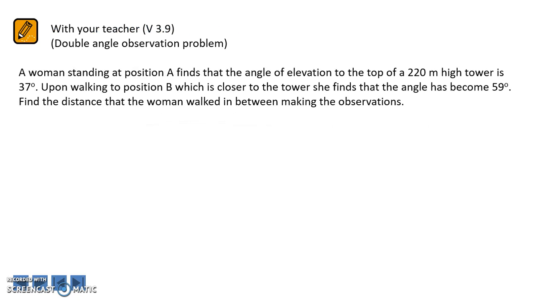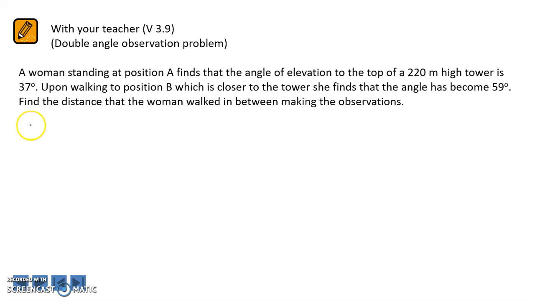So let's have a look at a couple of different questions so that you can see an idea of how these go. So we've got a woman standing at position A, finds that the angle of elevation to the top of a 220 metre high tower is 37 degrees. Upon walking to position B, which is closer to the tower, she finds that the angle has become 59 degrees. Find the distance that the woman walked in between making the observation.